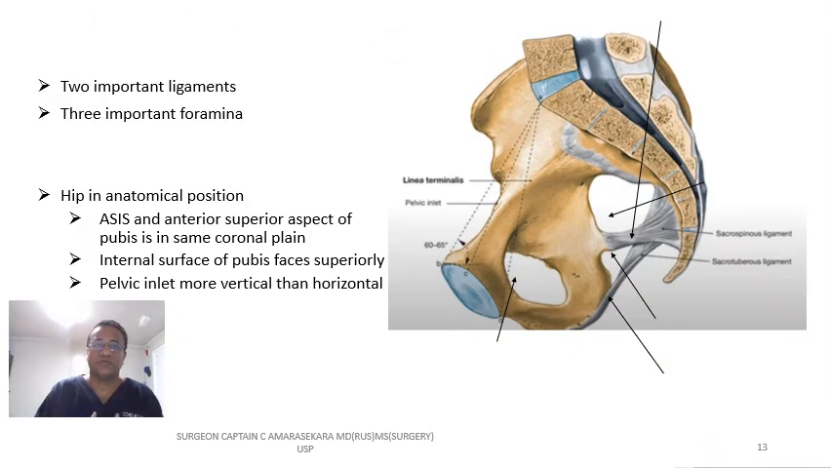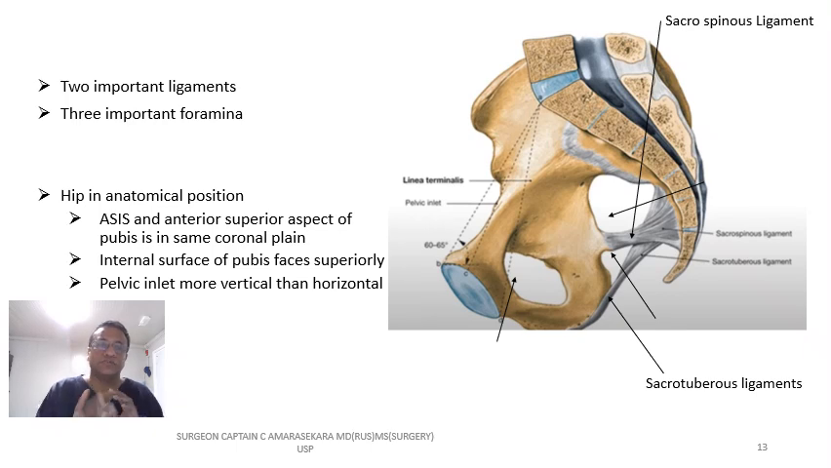Okay, now let's explore the ligamentous architecture and foramina of the pelvis. So here there are two important ligaments. One is the sacrospinous ligament, another one is the sacrotuberous ligament, and there are three important foramina. These foramina are key passageways for neurovascular bundles, and they also stabilize the pelvic girdle.